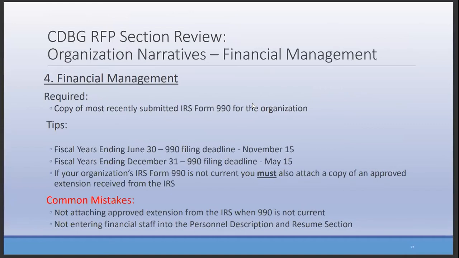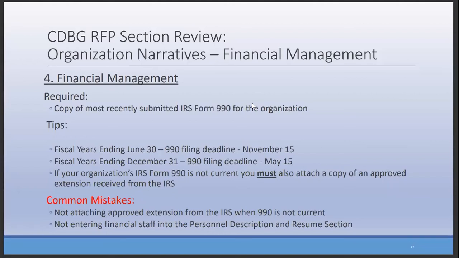Under the Financial Management section, upload a copy of your most recent IRS Form 990. If it is not current, then upload the approved extension. It may also be the case that the agency failed to obtain an approved extension. Being cognizant of when the 990 is due and planning accordingly is one way to prevent this from happening.